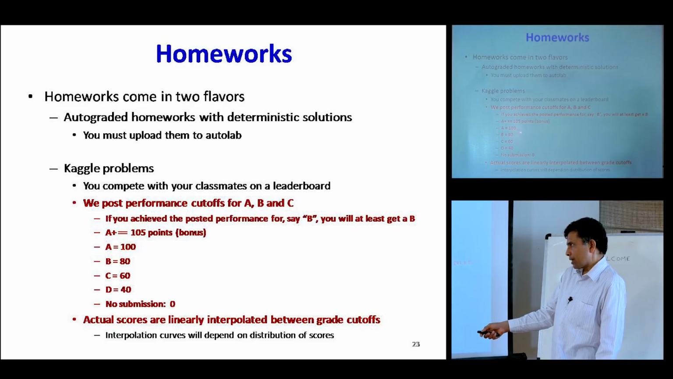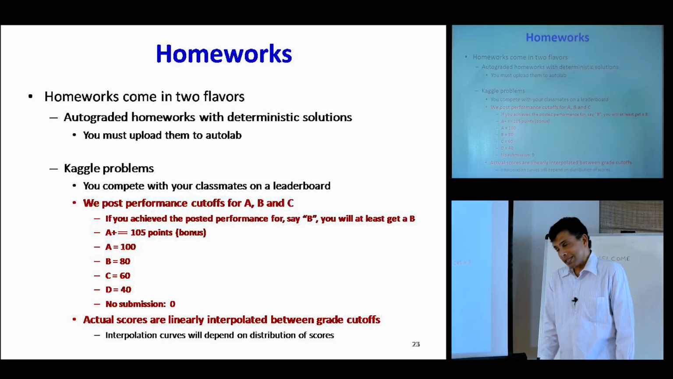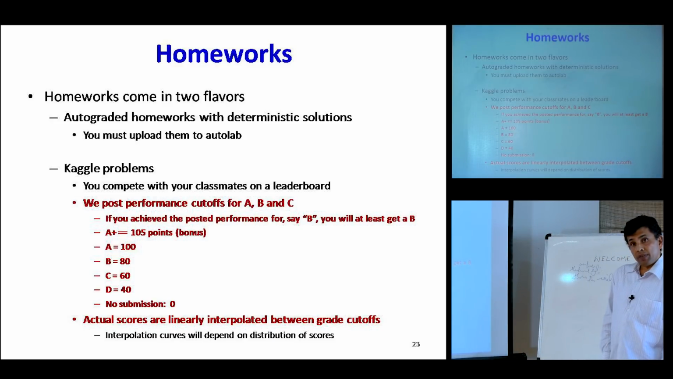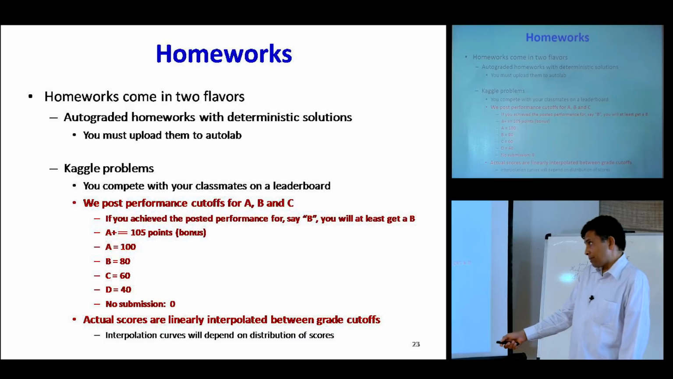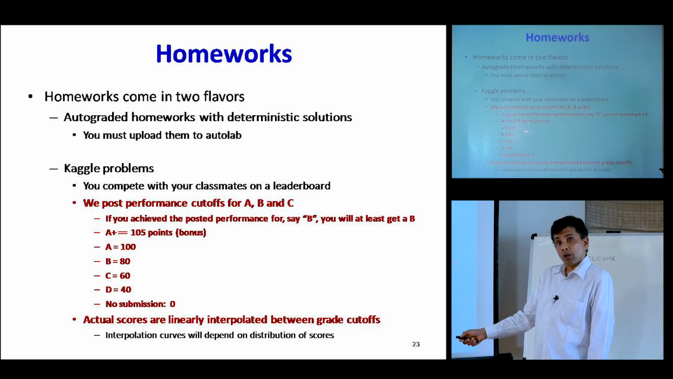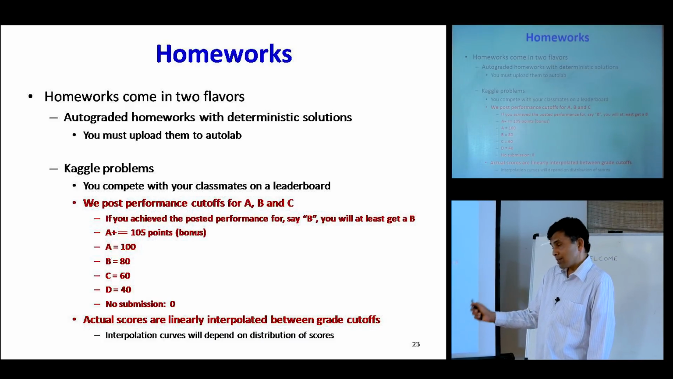If you get an A, you'll get 100 points for the class, for the homework. B gives you an 80, C gives you a 60, D gives you a 40. If you don't submit the homework, you don't get any marks. But if you perform extraordinarily well, you will get an A+, which will give you 105 points.